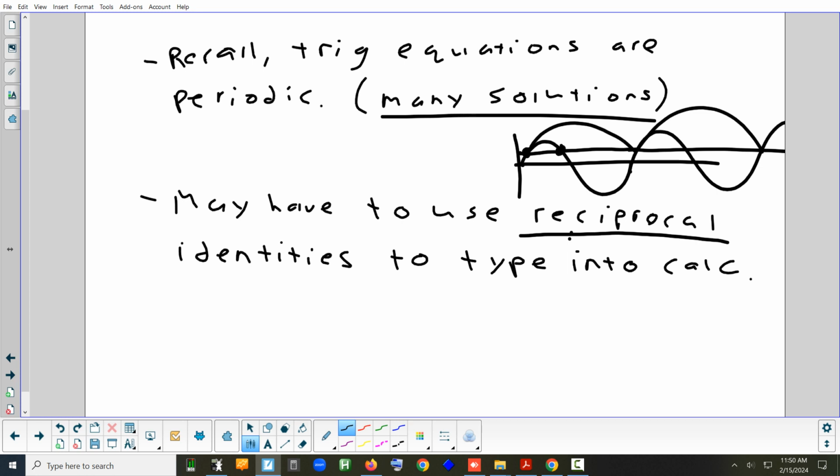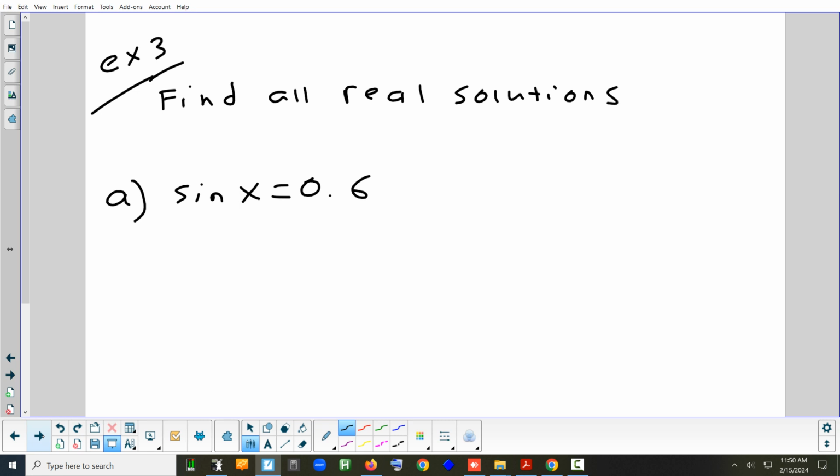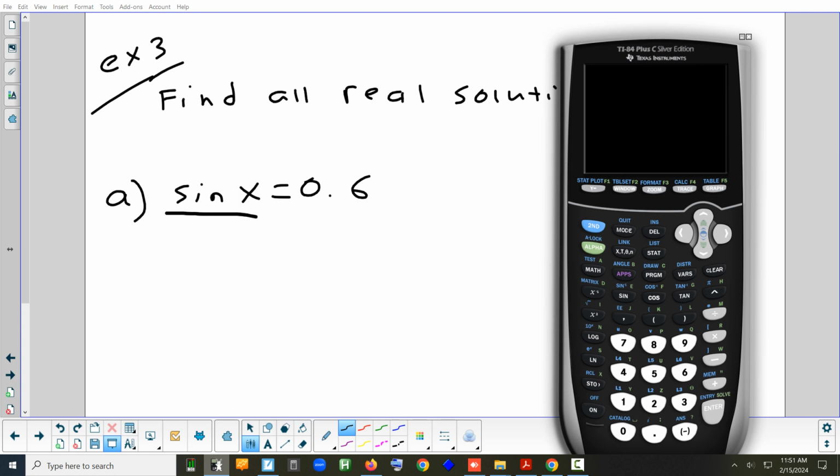So we talked about these reciprocal identities. That was the lesson on Monday. I think that was the hardest one. But it's just a reminder, you have to flip the trig function to type it in. All right, so let's try this. Is this a trig function we have to flip? Nope. We got a button for that, so we can just type it in.